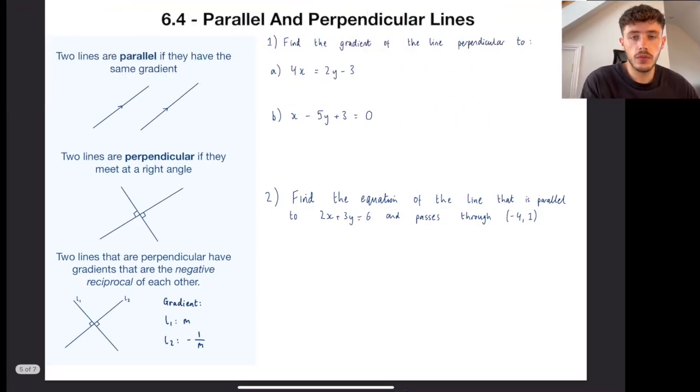Moving on to 6.4, parallel and perpendicular lines. So all stuff you would have learned at GCSE, but two lines are parallel if they have the same gradient. They're perpendicular if they meet at a right angle.